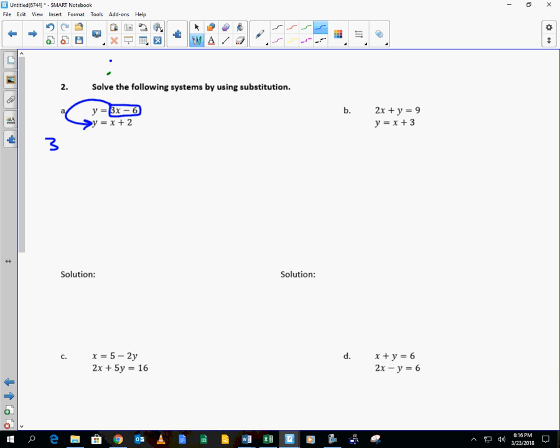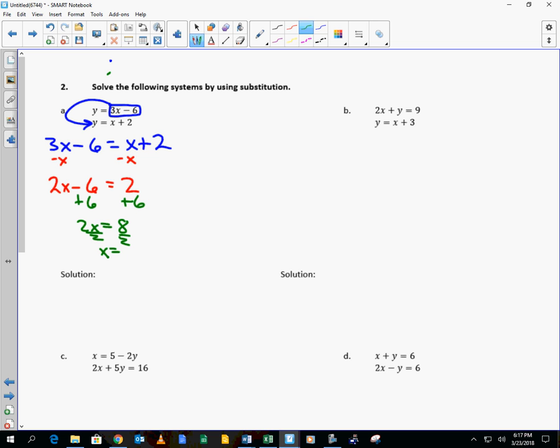So I've got 3x minus 6 is equal to x plus 2. We can get the x's on the same side. Do that by subtracting x from each side. 2x minus 6 is equal to 2. Then I'll add 6 to both sides. 2x is equal to 8.